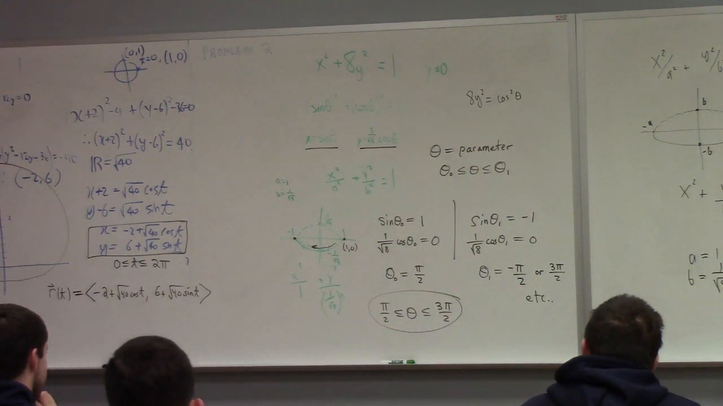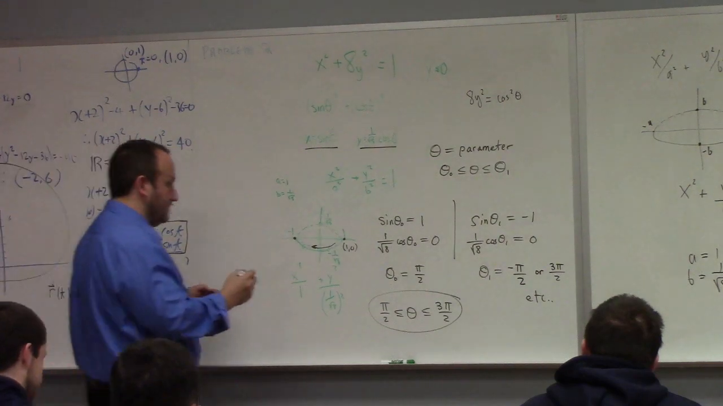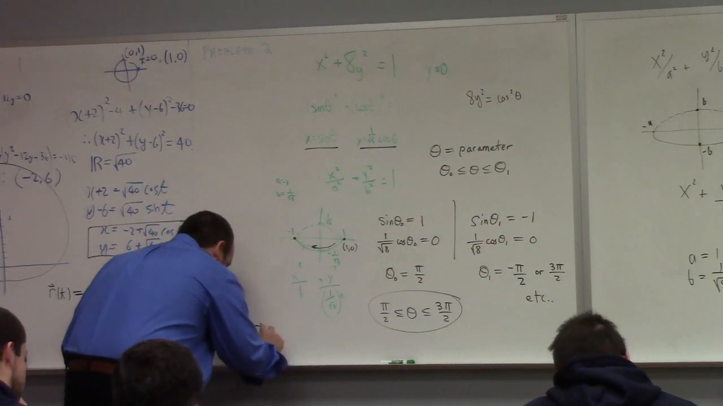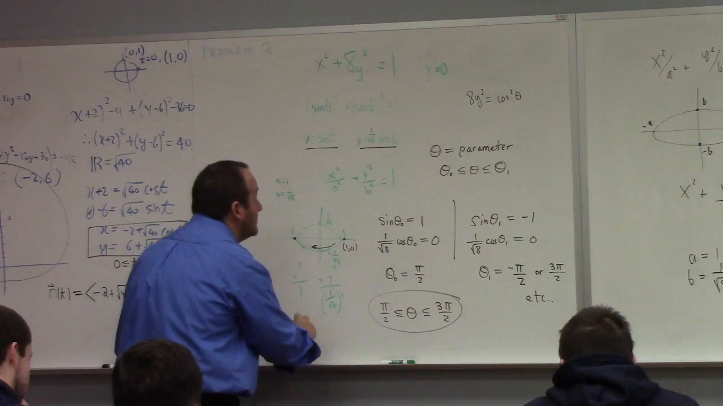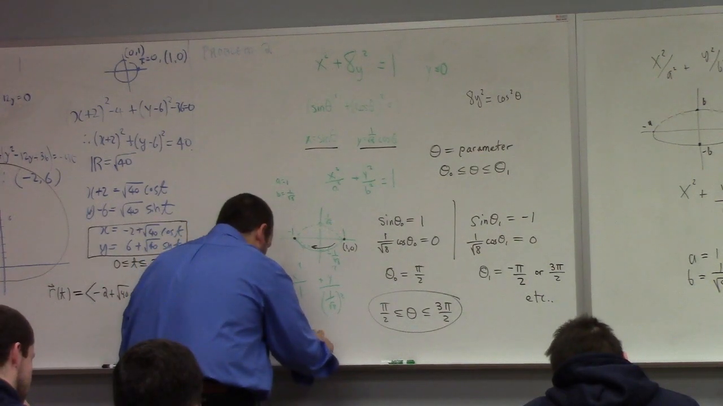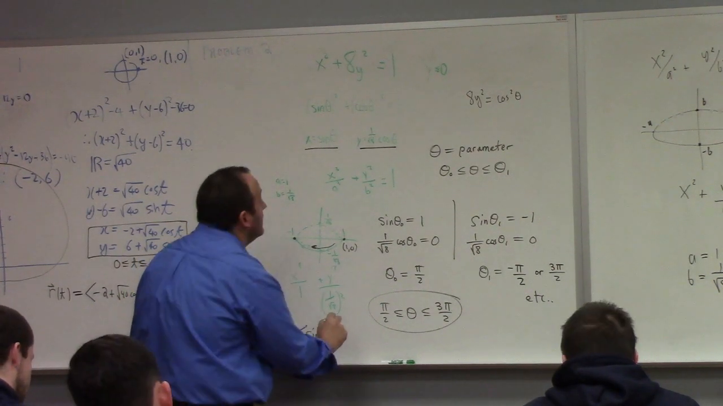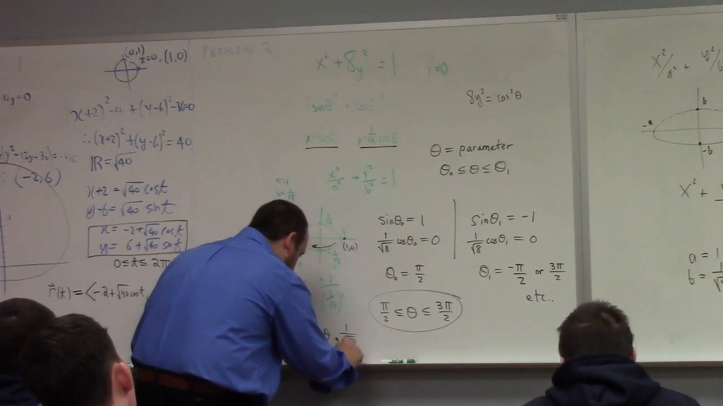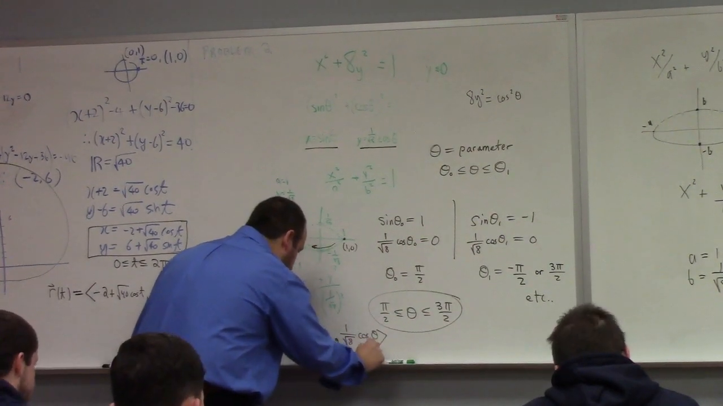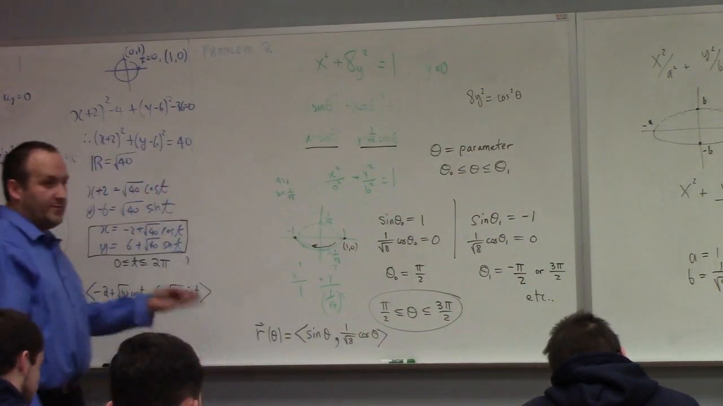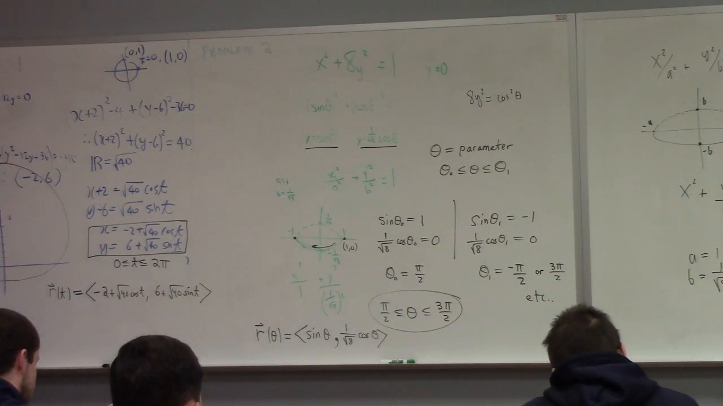Now, what's the vector parameterization here? R of theta is sine theta, comma, 1 over root 8 cosine theta. Again, with the same parameter domain. Any questions?